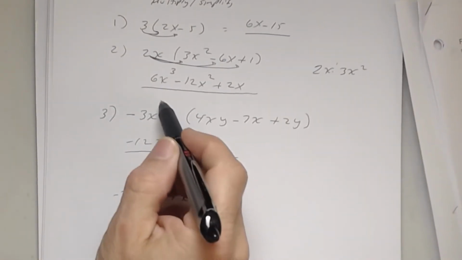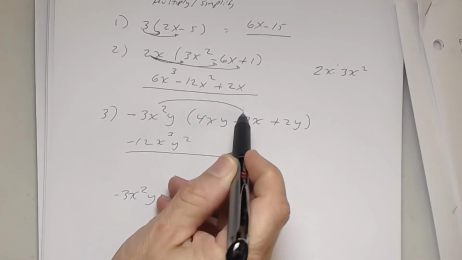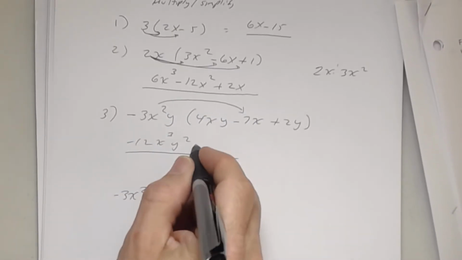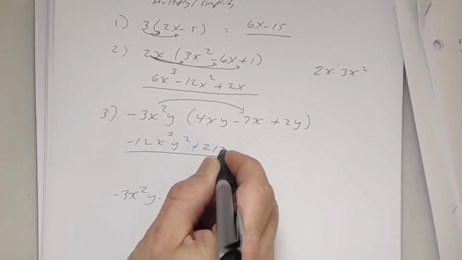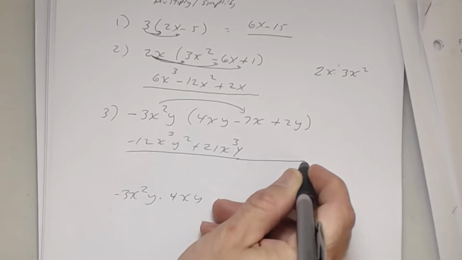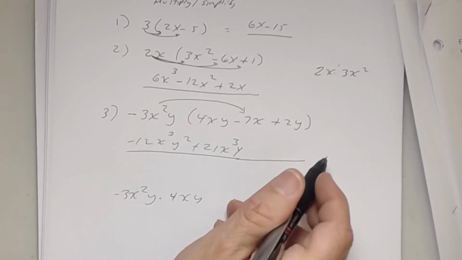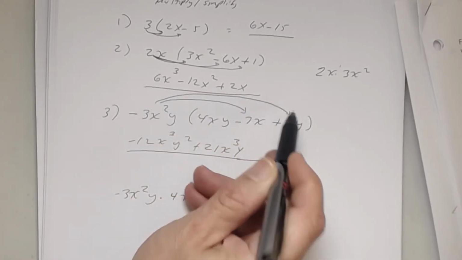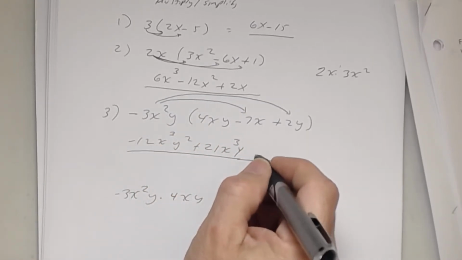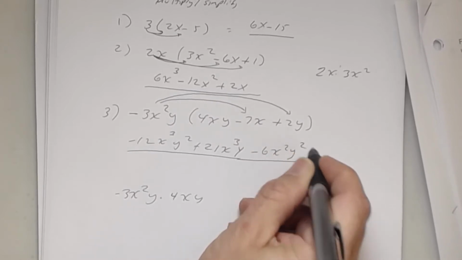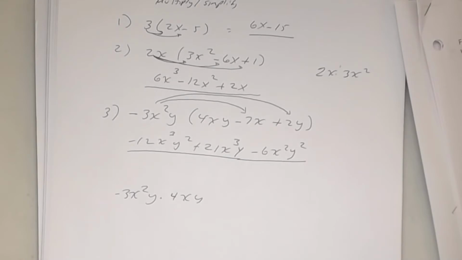Now the next one. What's negative 3x squared y times a negative 7x? Plus 21x what? Cubed y. Very good. All right, any questions before we go on? And then the last term, what's negative 3x squared y times a positive 2y? Y what? Y squared. Because y times y is y squared.